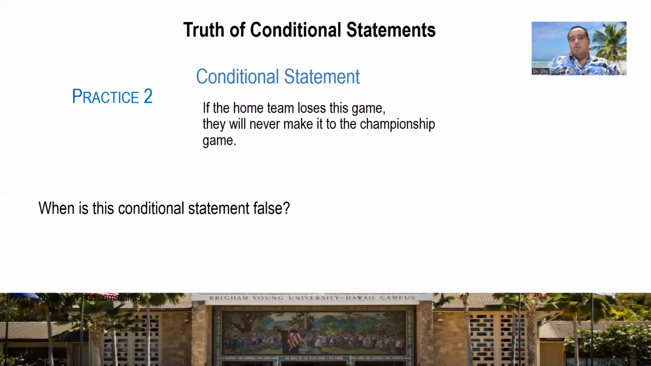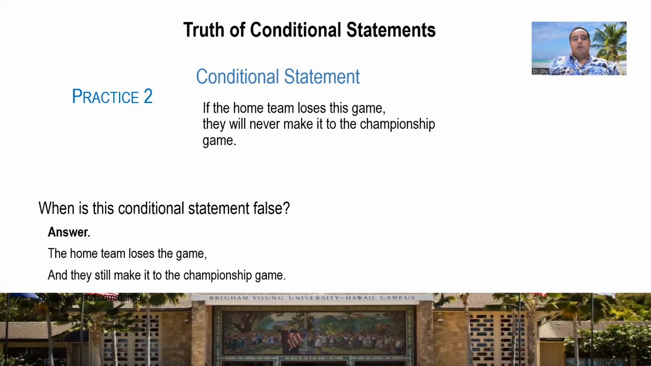If the home team loses this game, they will never make it to the championship game. When is this conditional statement false? Go ahead and pause that for a minute, and then when you're ready, come back. So if the home team loses this game and they still make it to the championship game, this whole statement is false. If they win this game, they may or may not make it to the championship game, and you don't throw out the statement if they win this game. Just if they lose this game and they make it to the championship game, then this conditional statement was not correct.